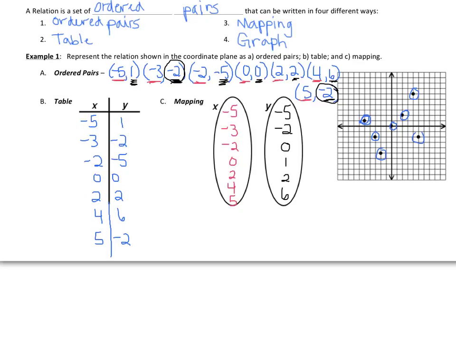Now after you've listed them from least to greatest, what you're going to do is connect the ones that go together. So negative 5 needs to go with positive 1, so I'm going to draw a line from negative 5 to positive 1. Negative 3 goes with negative 2, so that's just straight across. Negative 2 goes with negative 5, so that's up here. 0, 0, 2, 2, and then 4, 6, and then 5, negative 2. So that's going to come up here and match up with that one. Okay, this is considered a mapping, and it's just mapping an x value onto a y value.